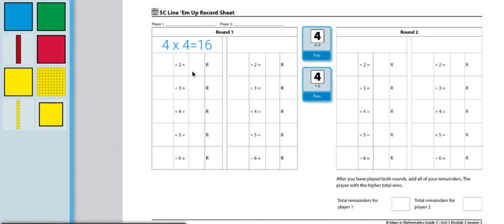I can use the linear pieces each time to show the number of lines I'm making, as well as each time recording the equation, showing the division, making sure that we agree on our equations. Player 2 will take the same steps. After we both have completed and add up our remainders, the person with the higher remainder wins. These are the end of the directions for Workplace 5C, Line 'Em Up.